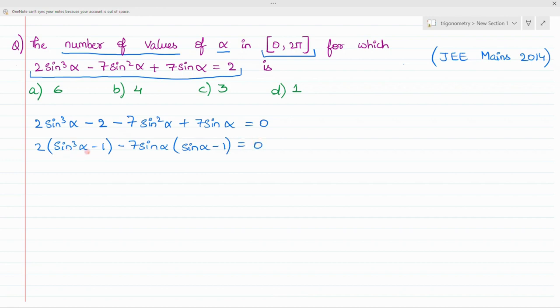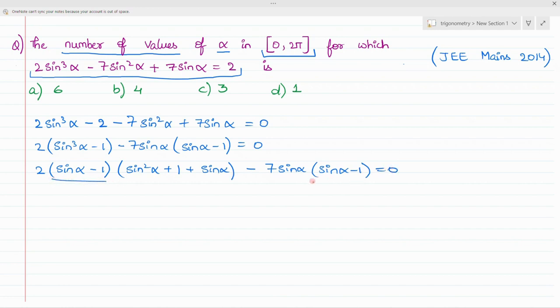So use the a cube minus b cube formula over here. You can write it as 2 into a minus b, that is sine alpha minus 1, into a square, sine square alpha, plus b square, plus 1, plus ab, that is sine alpha into 1. And this remains as it is, minus 7 sine alpha into sine alpha minus 1 equal to 0. So from this, take sine alpha minus 1 as common. This can be written as sine alpha minus 1. Inside part will be: multiply 2 with this part, it becomes 2 sine square alpha plus 2 sine alpha, and minus 7 sine alpha equal to 0.